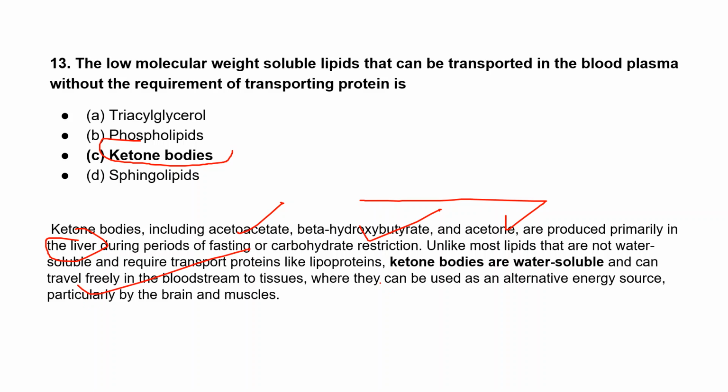So at that time, this liver will start producing these ketone bodies, so that our brain or our muscles can use these ketone bodies as an energy source. And they are very low in molecular weight, and they can easily be transported through the blood plasma without any transporting protein's help, right?